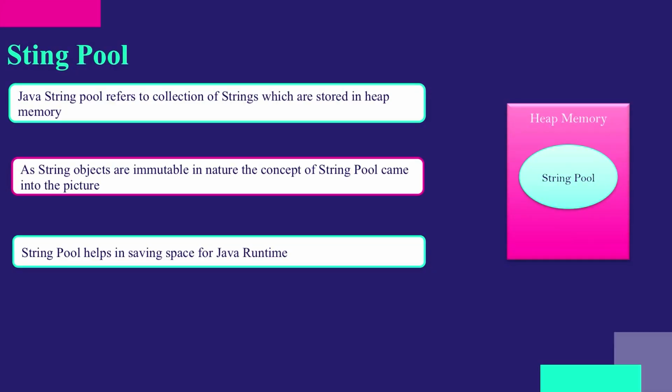Now we will understand how we can create a string in memory. Strings in memory are created in an area called the string pool. The Java string pool refers to the collection of strings which are stored in the heap memory. So in the heap area there would be a string pool, holding string objects which are immutable in nature. So the concept of string pool comes into the picture. String pool helps in saving space for the Java runtime. So let us see how the string pool is going to work for us and how it saves memory.